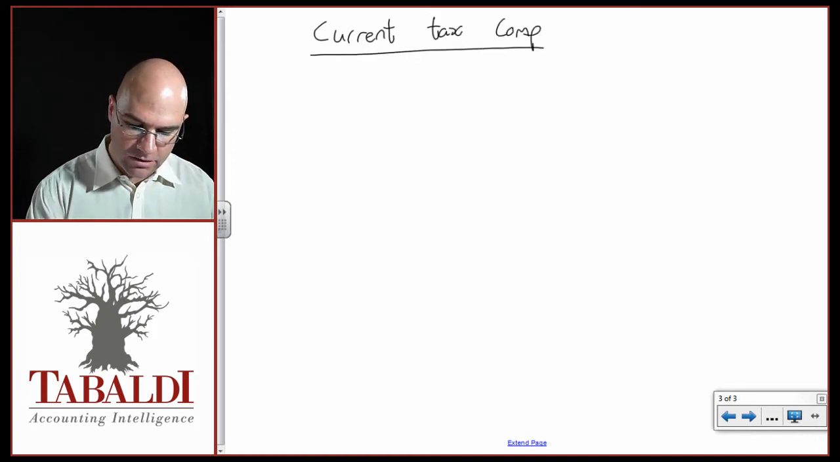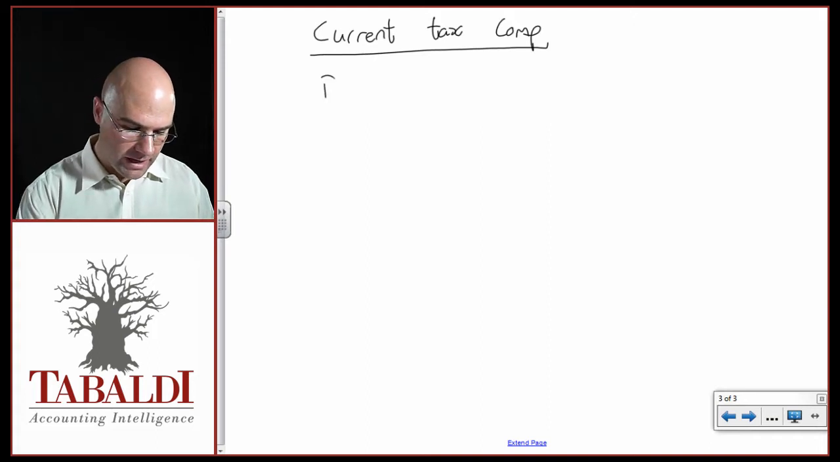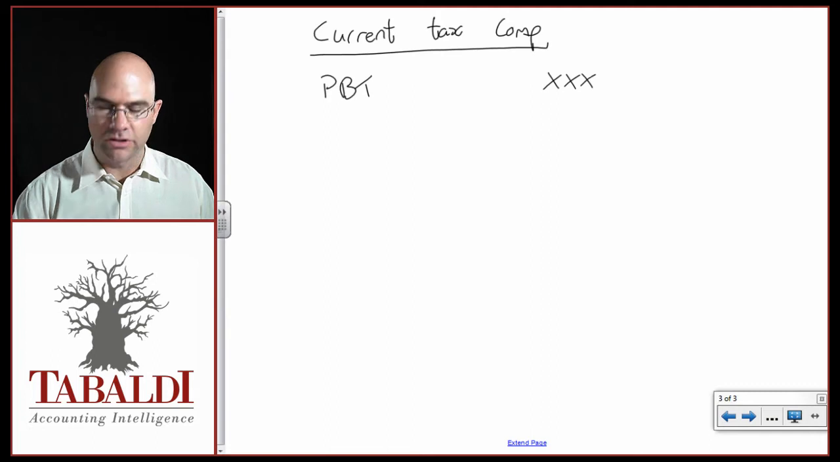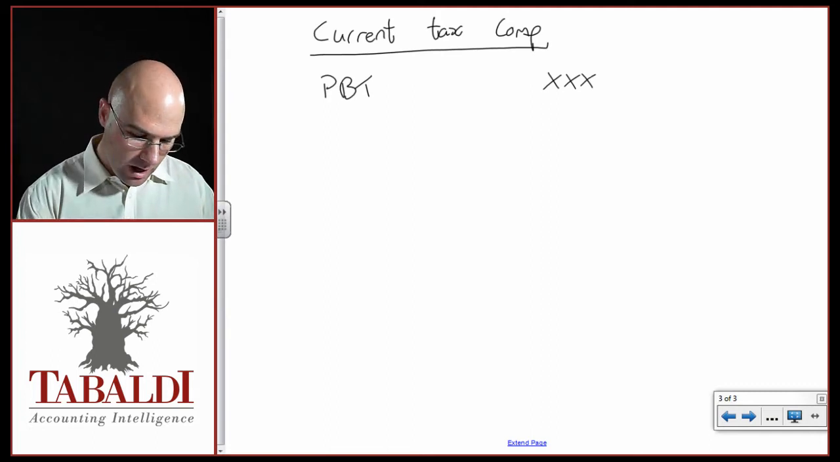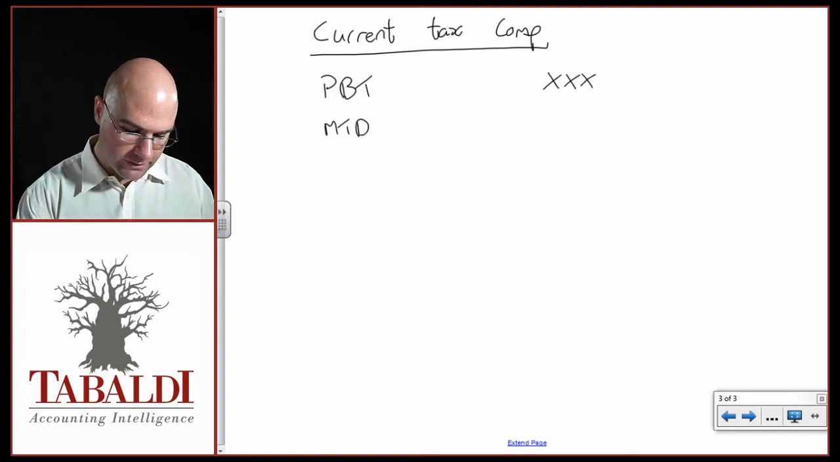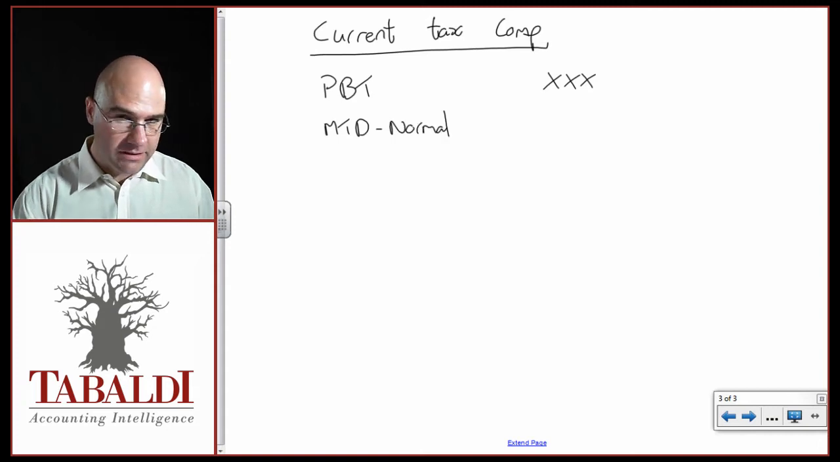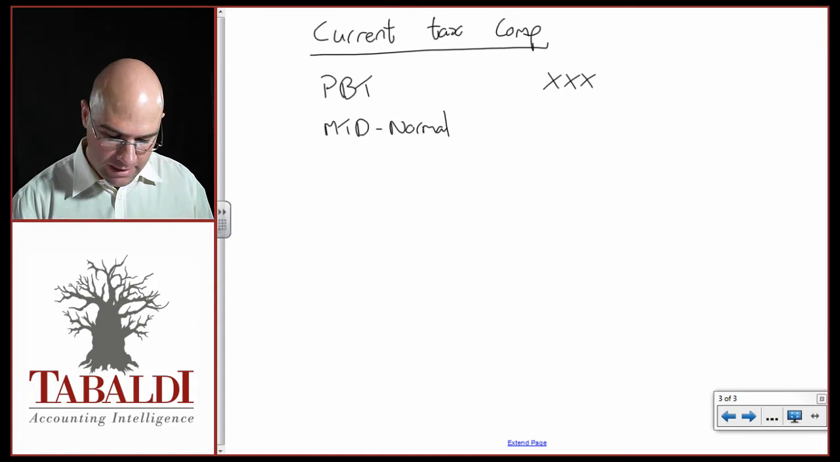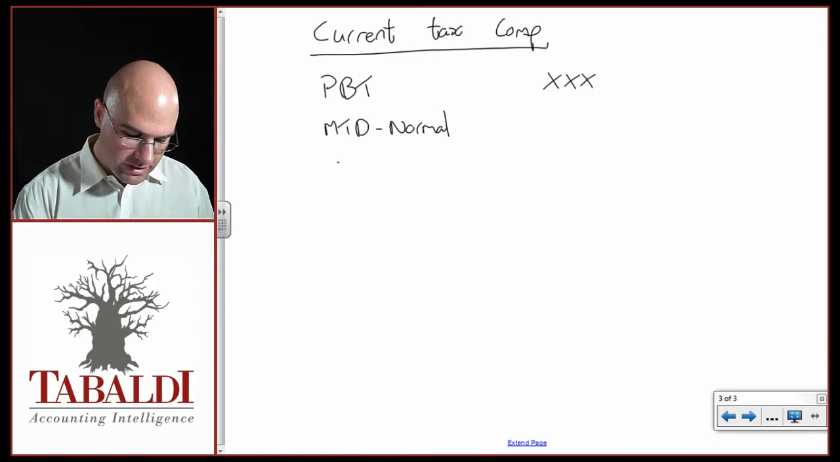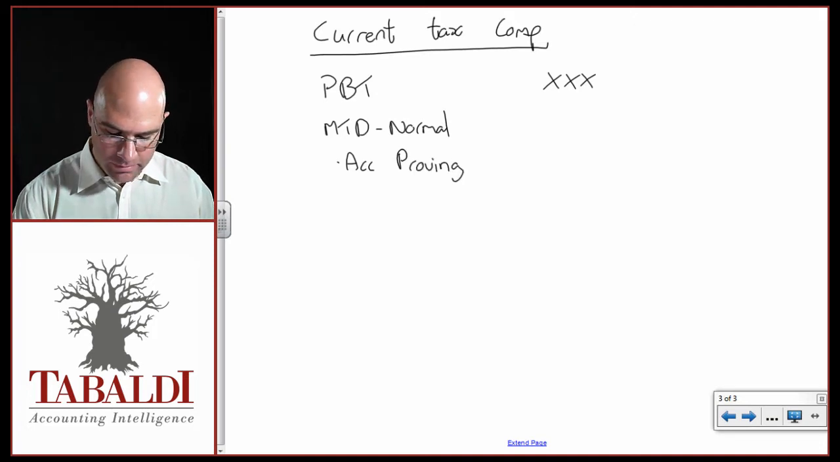So my current tax comp, as always, we start off with a nice profit before tax. I haven't given that to you, so you're just going to go XXX. Then my movements in temporary differences from normal temporary differences. You'll see later on when we do capital gains why I do that. You're going to reverse out your accounting provision. You can do the net effect. I prefer to split it up between the current year and the prior year effect.